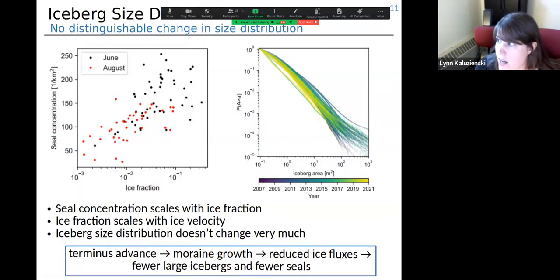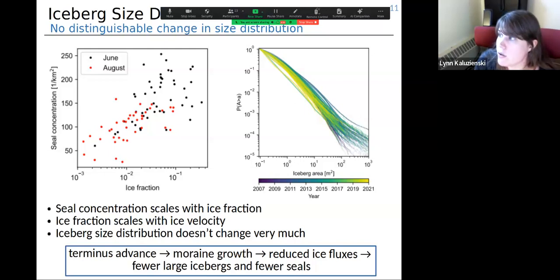We found through time that the ice coverage has been decreasing, but we haven't found a large variation in iceberg size. On the right, we're showing the size distribution from 2007 to 2021. On the bottom, we have the iceberg area, and on the left, we have the probability that an iceberg is going to be larger than a certain size. At the top left, we have very few really large icebergs, and towards the bottom of each of these plots, we have a large number of really small icebergs.